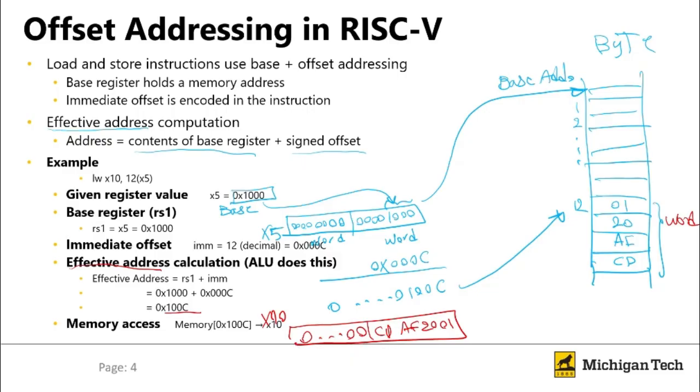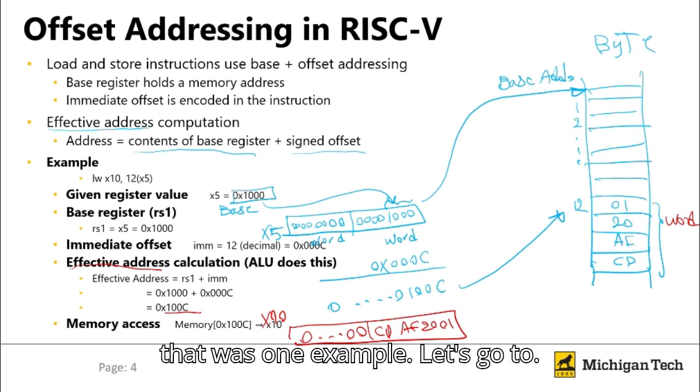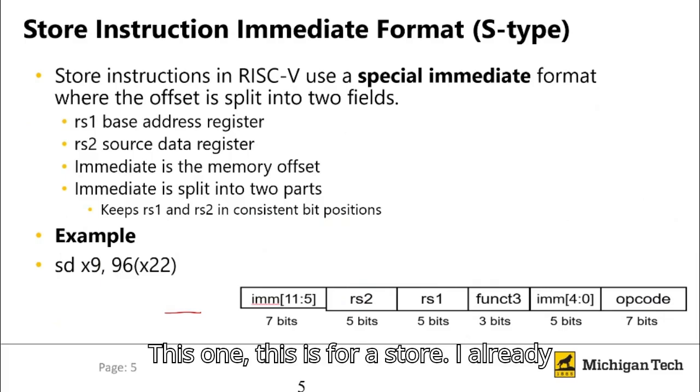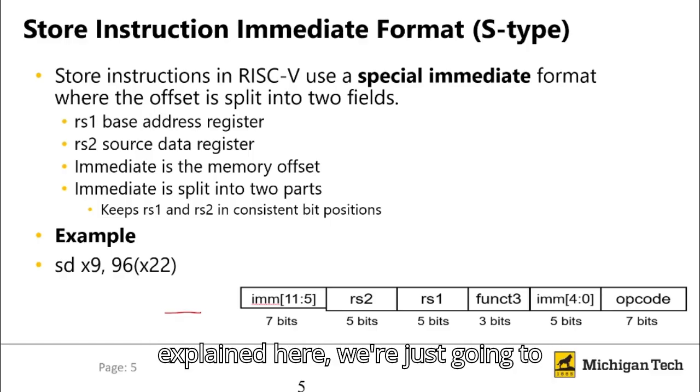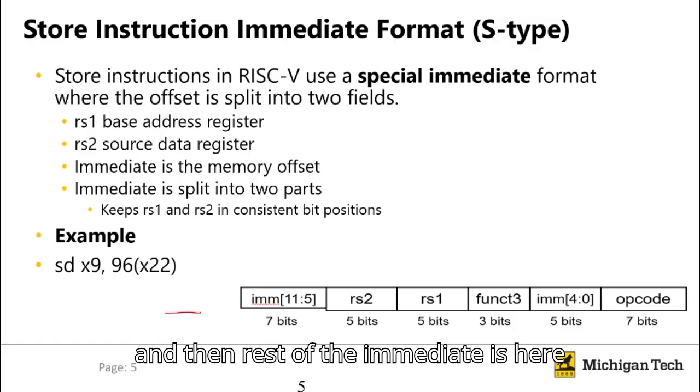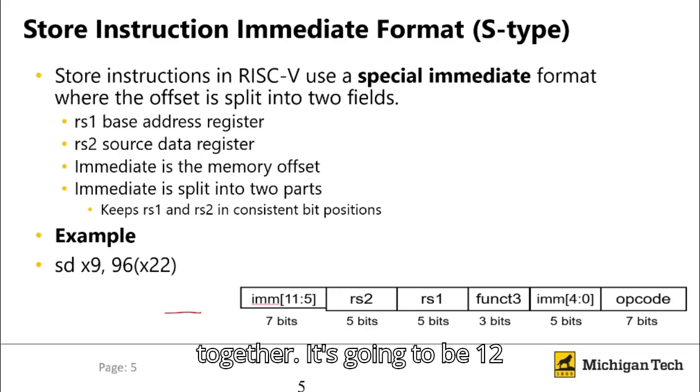Okay, that was one example. Let's go to this one. This is for a store. I already explained it here. We are just going to repeat that. A store has this format. We have a 7-bit opcode. You have a 5-bit first part of the immediate, and then the rest of the immediate is here together. It's going to be a 12-bit immediate.